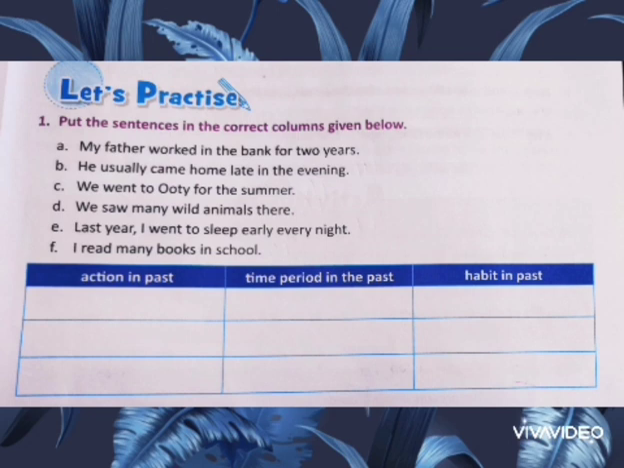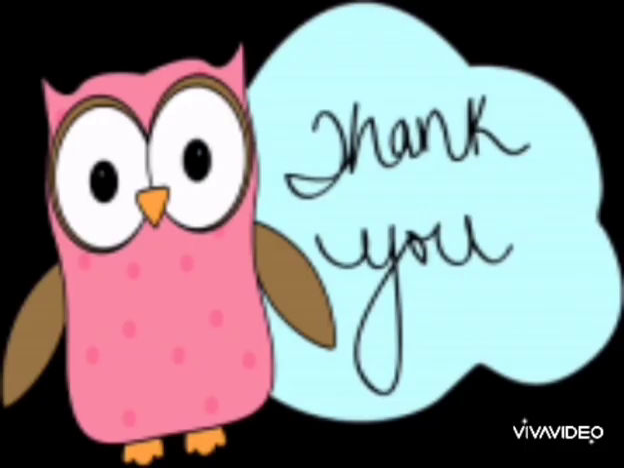The page number is 45. Again I am repeating, the page number is 45. First one I am telling you, my father worked in the bank for 2 years. I am giving you some hints. Here, 2 years, the time period is mentioned. So you have to put the sentence in the proper column. He usually came home late in the evening. Late, time is also mentioned. So you have to do it on your own. Page number 45, again I am repeating.